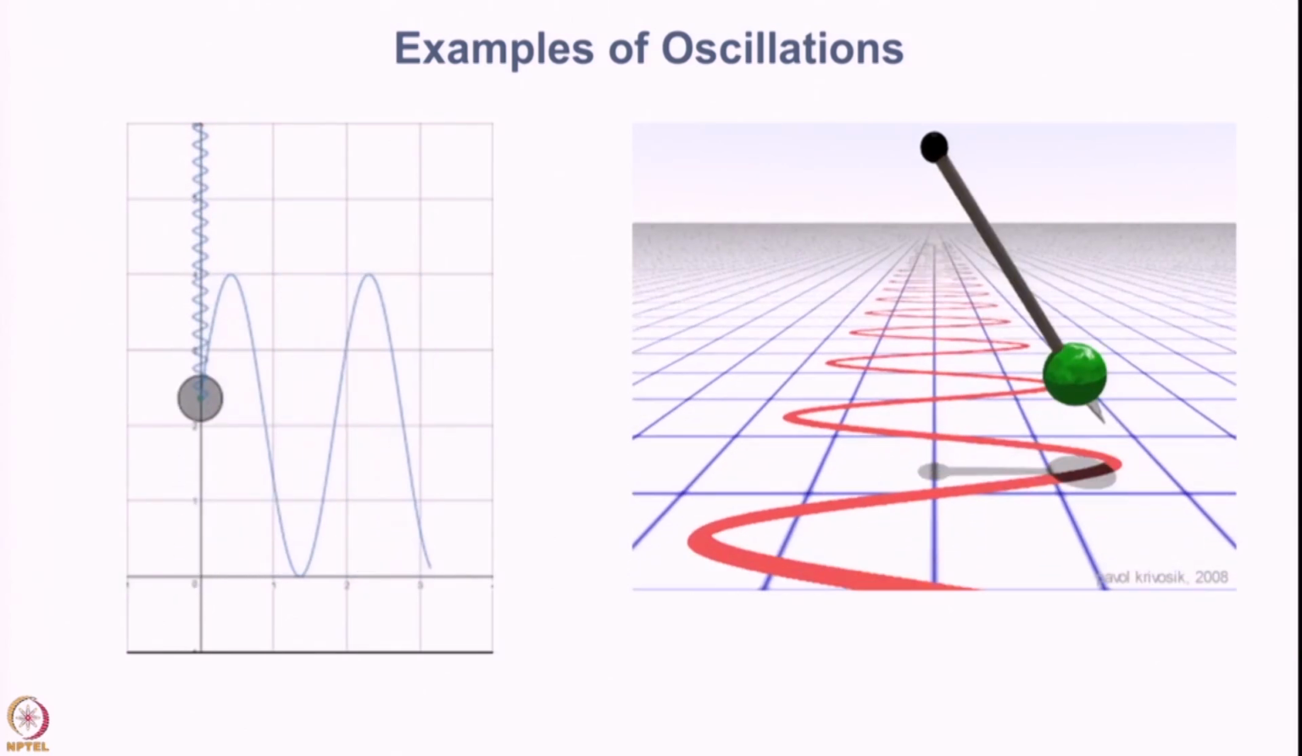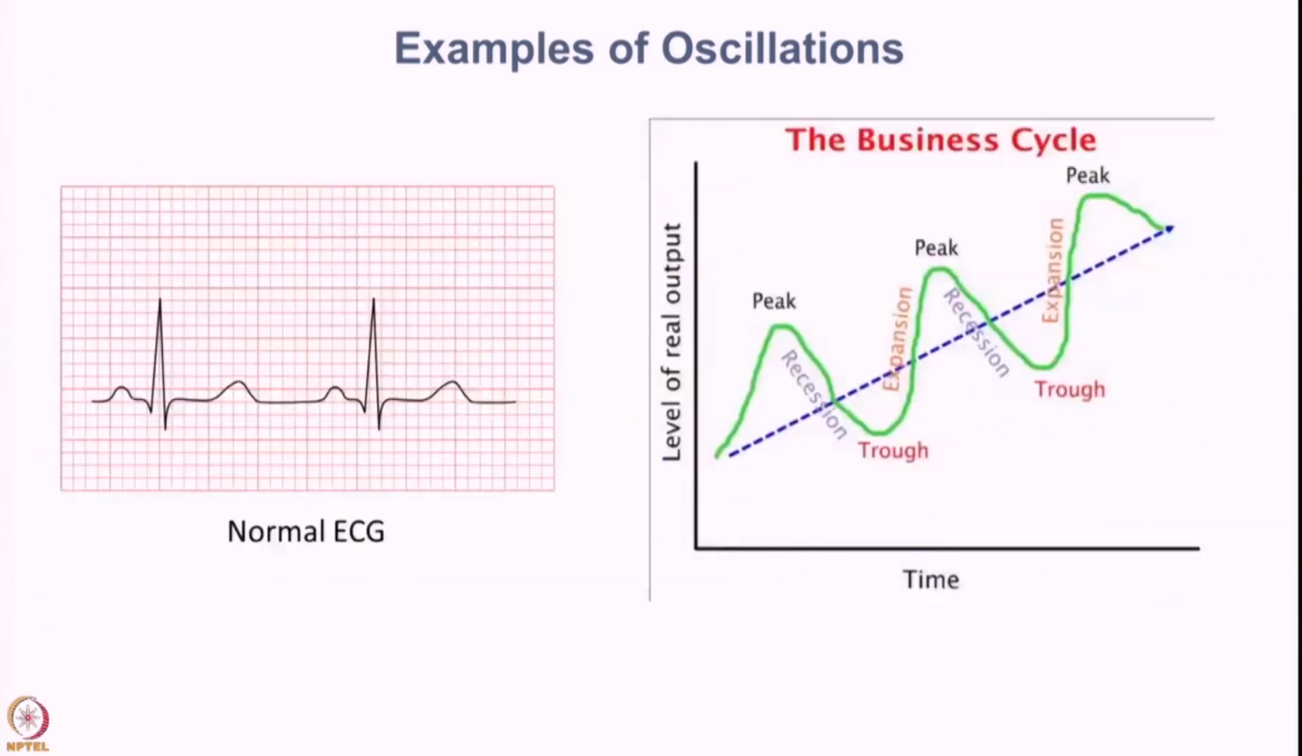Let us look at another example from some other domain. Here on the left side you can see an image of a normal ECG, which is nothing but your heartbeat measured using the electrocardiogram. It is nothing but oscillations that you can observe with a repetitive pattern along the time axis.